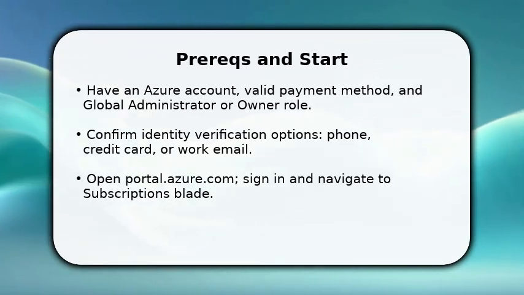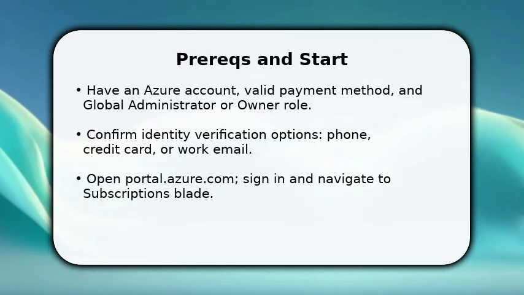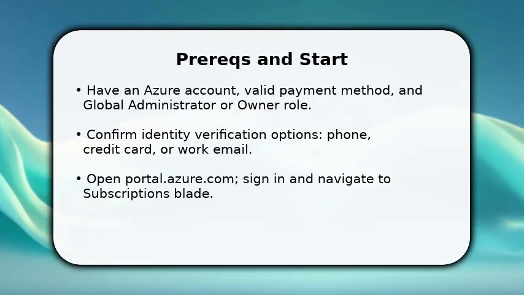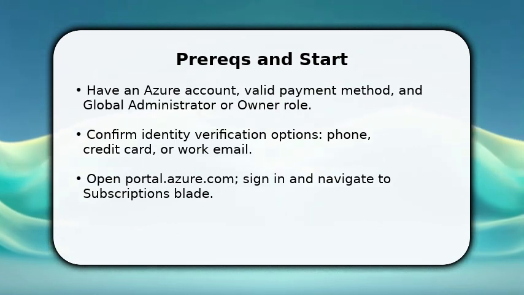Next, click Add to create a new subscription. Choose your offer type and billing scope. Make sure to select the correct directory if you manage multiple tenants. These steps start the actual subscription creation. Do them now so you can configure specifics in the next slide.